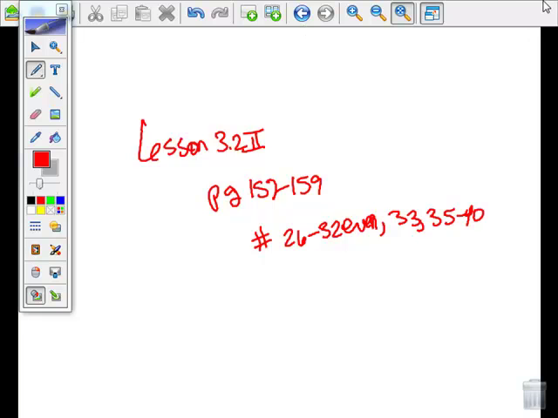Here's your assignment if you want to get started. You will definitely need some graph paper for this. It's lesson 3-2, part 2, page 157 to 159, problems 26 to 32 even, 33, and 35 to 40.